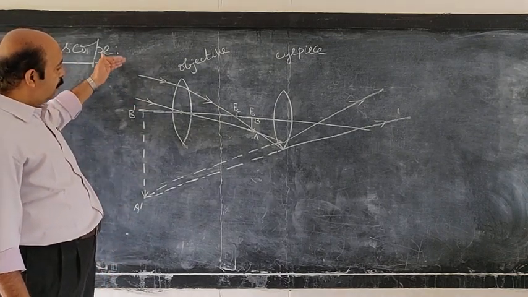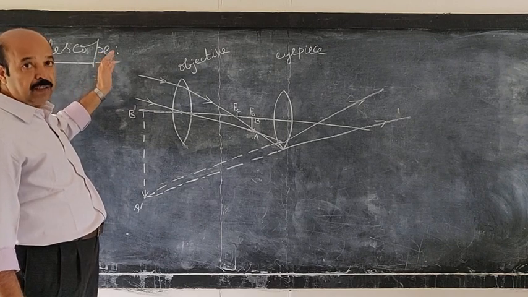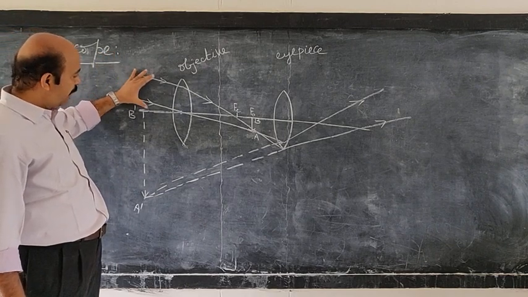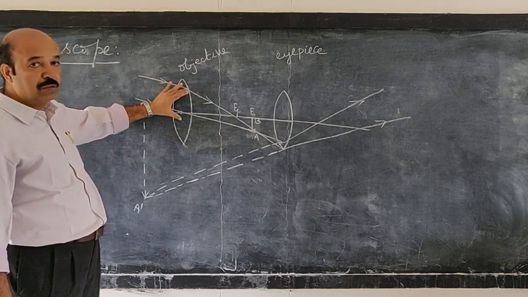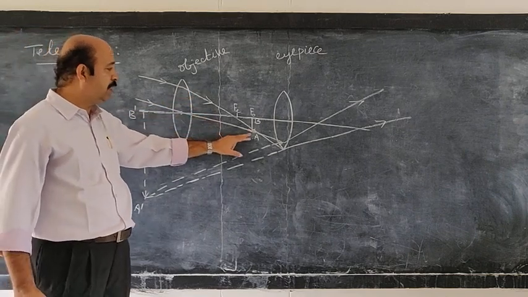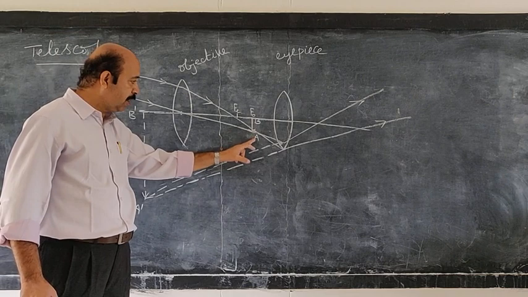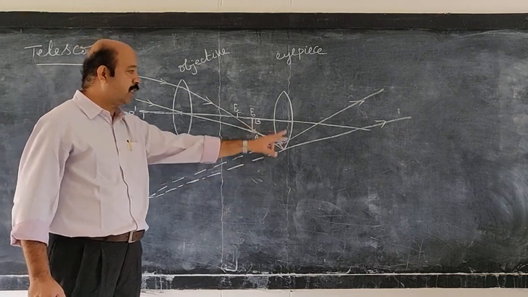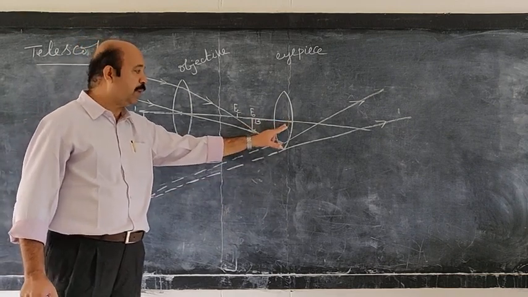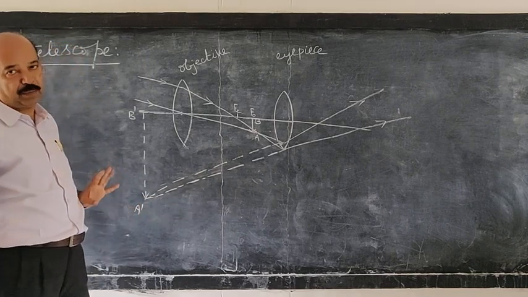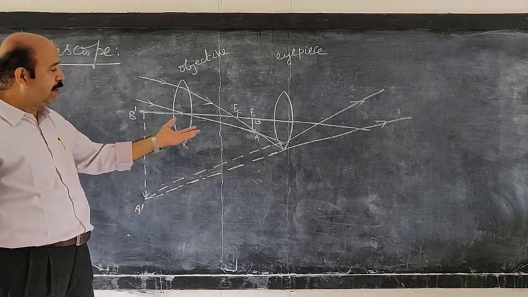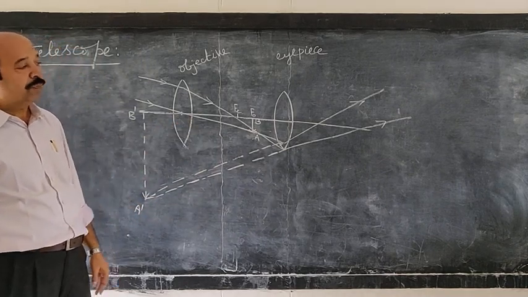Now, the rays coming from the distant object are parallel. After passing through the objective, they converge at the focus of the objective lens. This image AB acts as a virtual object for the eyepiece and the final image is formed. And the figure shows these details.